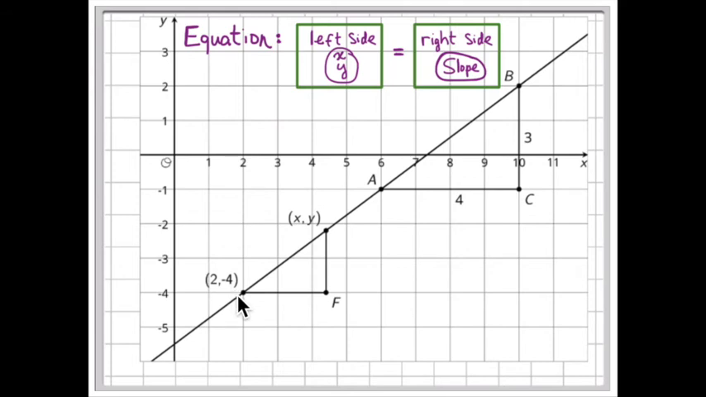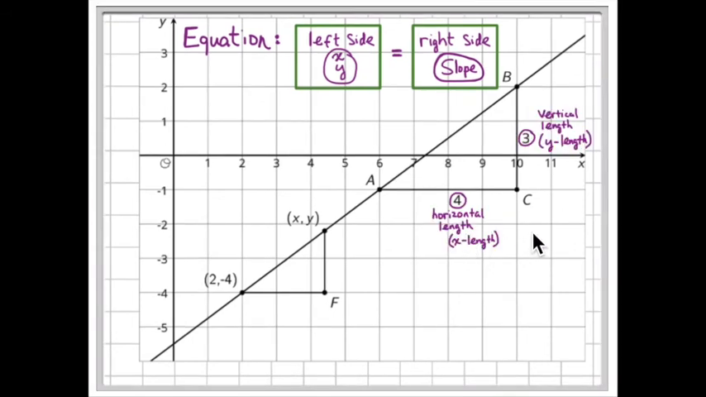That's the equation. It's going to be the ratio of y plus 4 to x minus 2 equals 3, the ratio of 3 to 4. And that's it. So let me show you visually what that means.